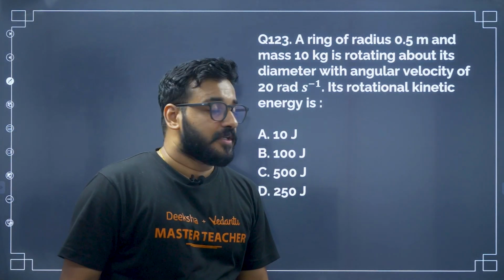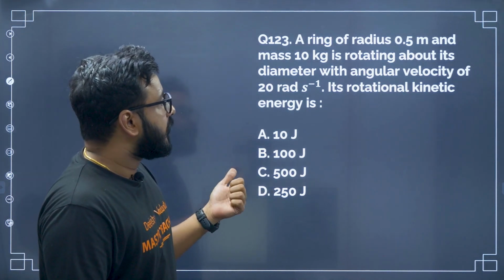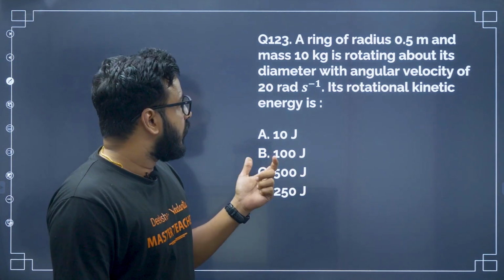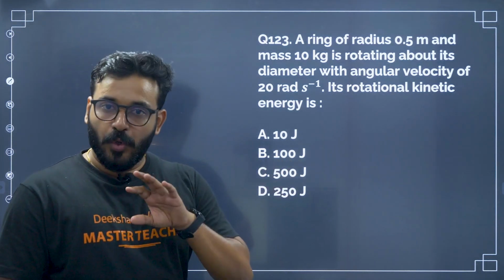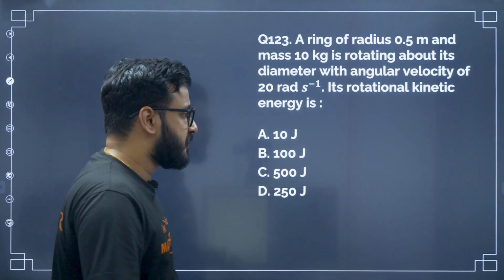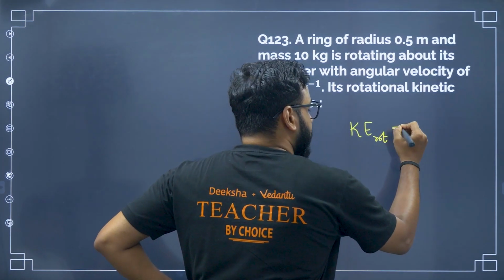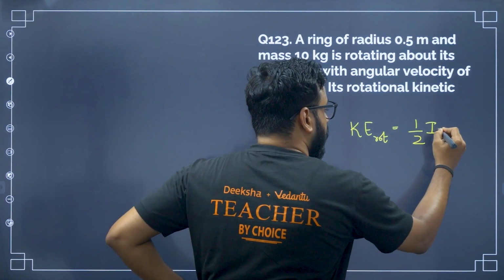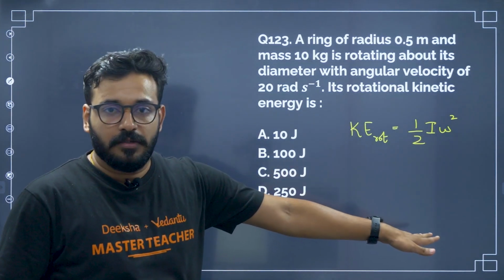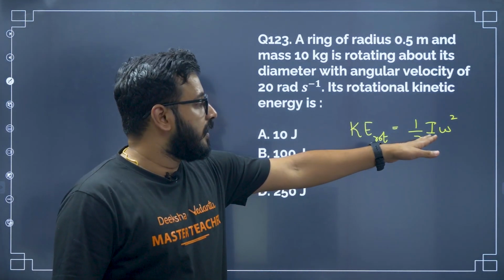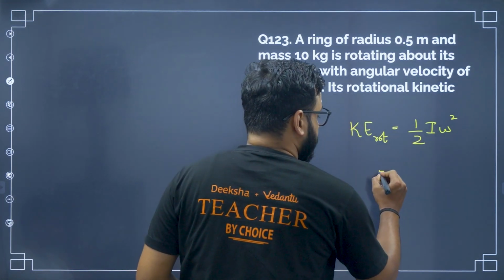And next question. A ring of radius 0.5 meters and mass 10 kg is rotating about its diameter with an angular velocity of 20 radian per second. Its rotational kinetic energy is, once again, a very straightforward question. So the first three questions are very simple. How do you find the rotational kinetic energy? The expression is half I omega square, just like the rotational analog of the linear one, where linear kinetic energy is half mv square. Here we substitute all the rotational analogs: moment of inertia and angular velocity.